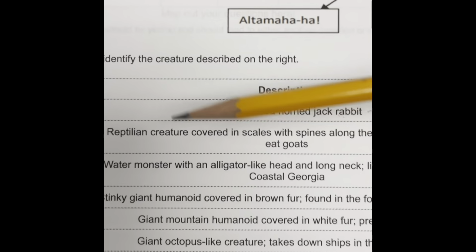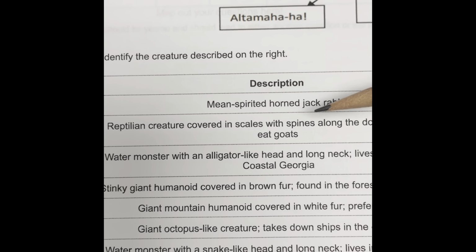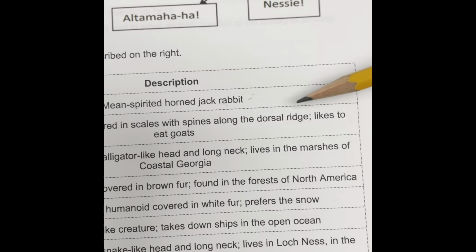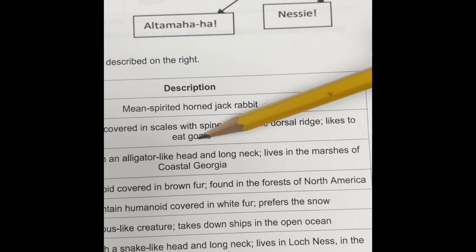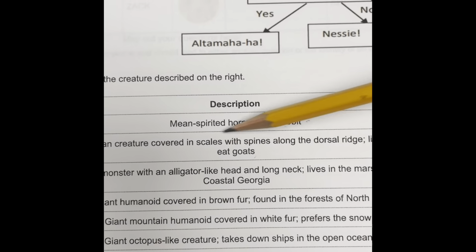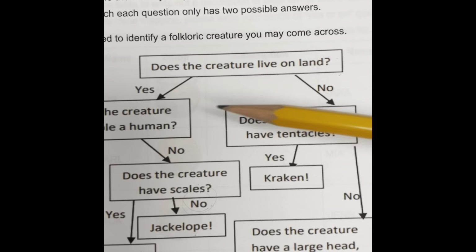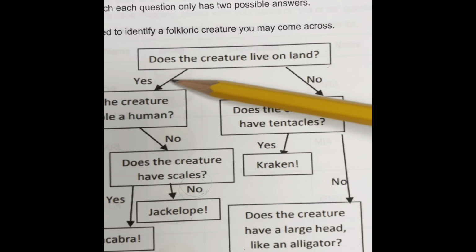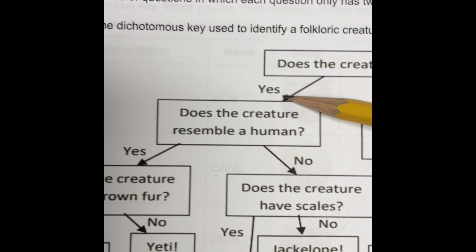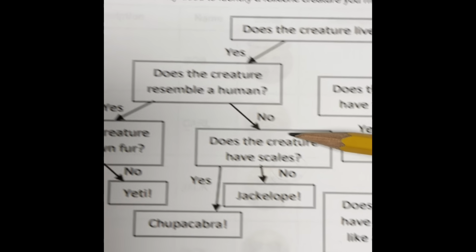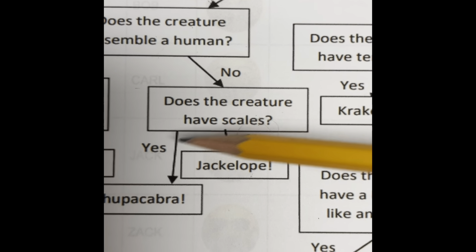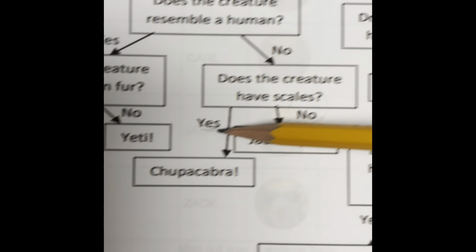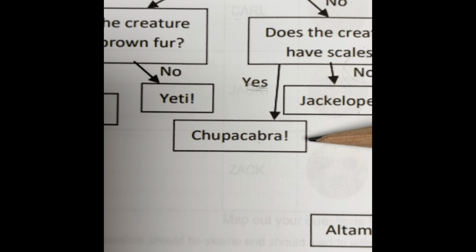The second one says a reptilian creature covered in scales with spines along the dorsal ridge, and it likes to eat goats. So these clues tell me, does the creature live on land? Yes, if it eats goats, it probably lives on land. Does it resemble a human? No. So we're going to go here. Does it have scales? Yes, this did have scales, so we are describing a chupacabra. So we will write chupacabra here.